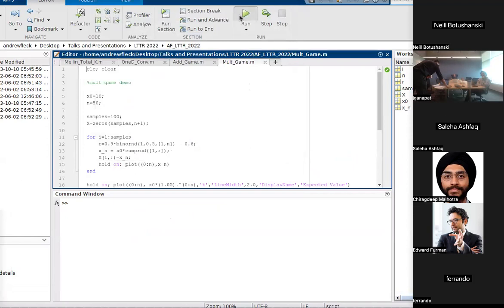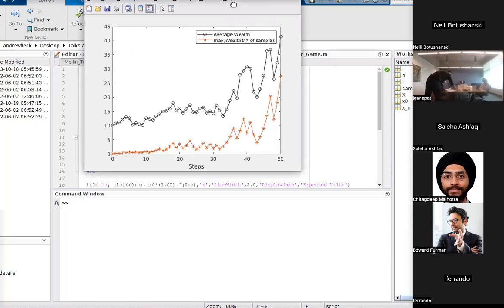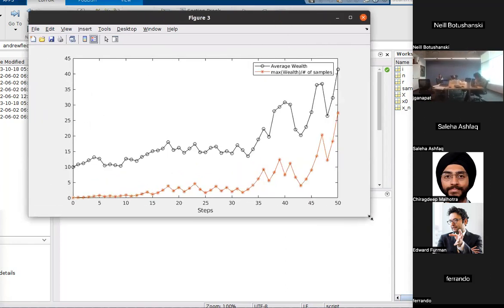But if you look at the multiplicative case, what do you get? You get some paths that go to extreme levels of wealth, where most people actually hug pretty close to zero. And there's one graph I think that really shows what's happening here, where in red, I have the maximum wealth of a single agent, divided by the number of samples, then I have the average wealth. And as you can see, the behavior of the average is very much driven by the richest participant.